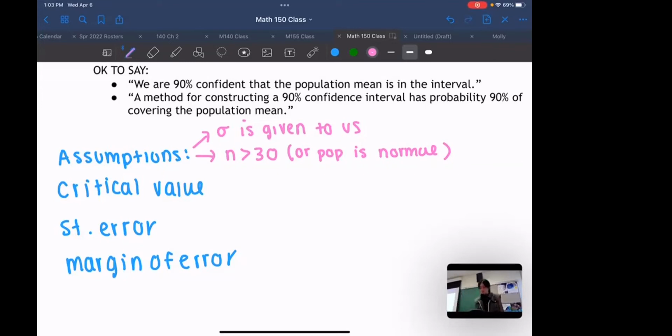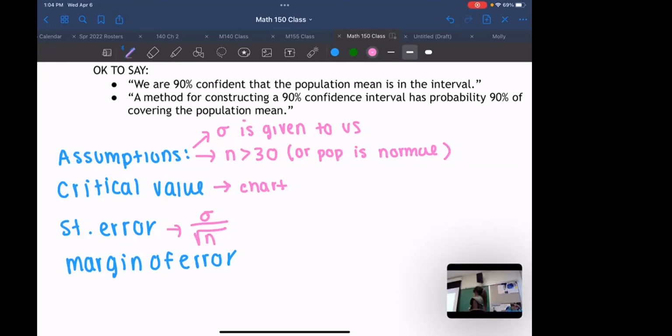Okay. Next, we had these things called critical values. How did we find these guys? Yeah, we looked at the chart, right? Okay, then we had this thing called standard error. Anyone remember the formula for standard error? Good, standard deviation over the square root of n for the sample size. Okay, so that's something that you have to memorize.